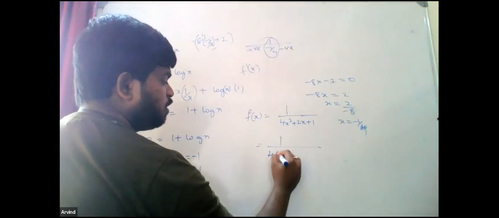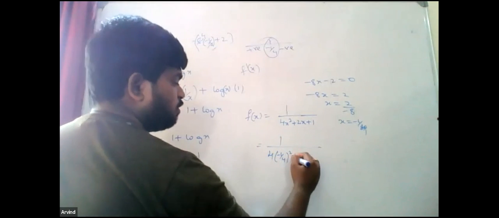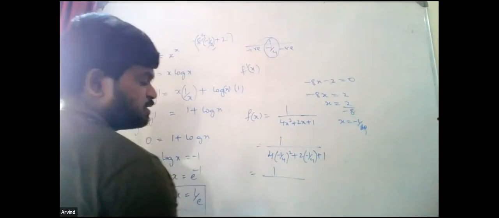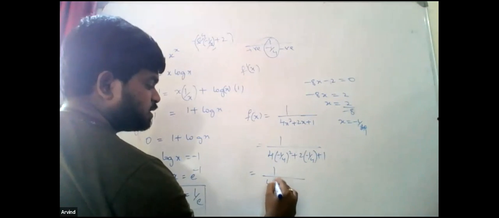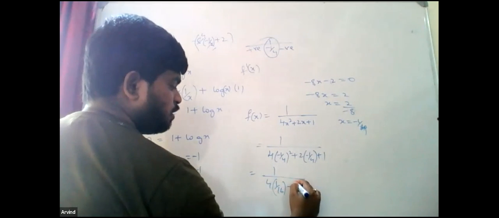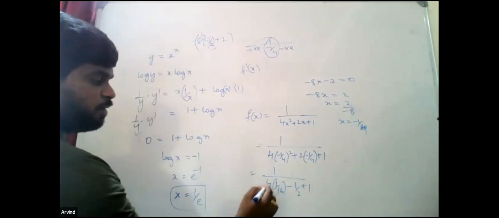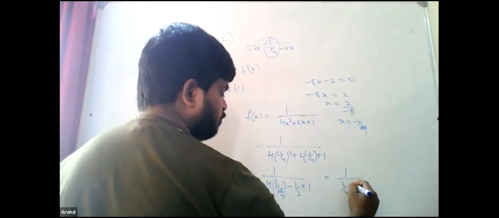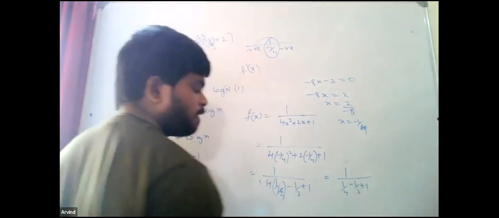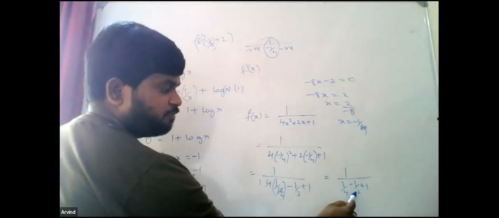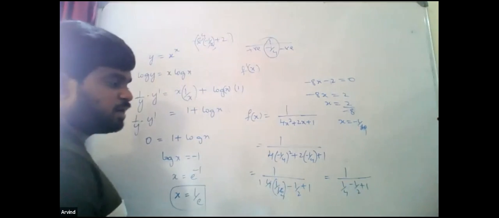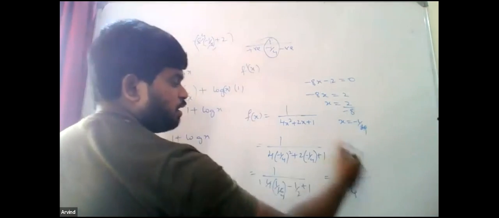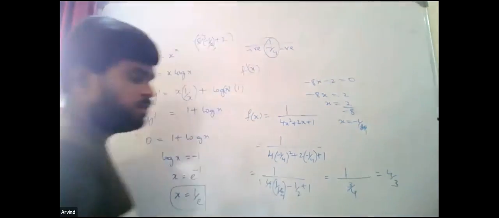1 by 4 into minus 1 by 4 the whole square plus 2 into minus 1 by 4 plus 1. So we'll get it as 4 into 1 by 16 minus 1 by 2 plus 1. 4 into 1 by 16, 4 ones are 4, 4 fours are 16. So you got 1 by 4 minus 1 by 2 plus 1. So simplify it. 1 minus half is half. Half plus quarter is 3 by 4. So on simplification, you get 3 by 4. Reciprocal, you get the answer as 4 by 3.